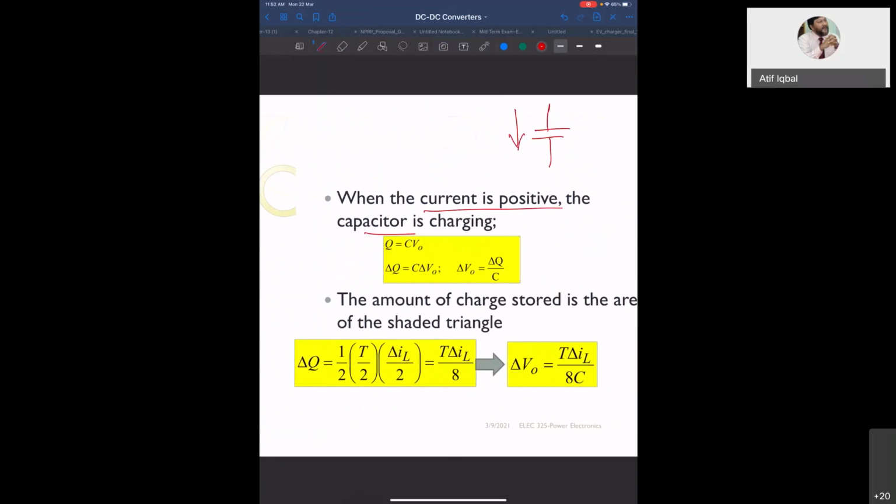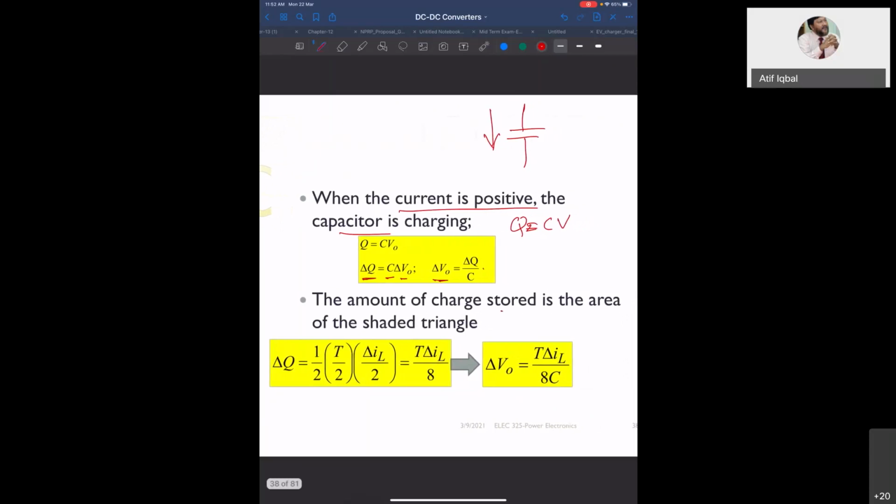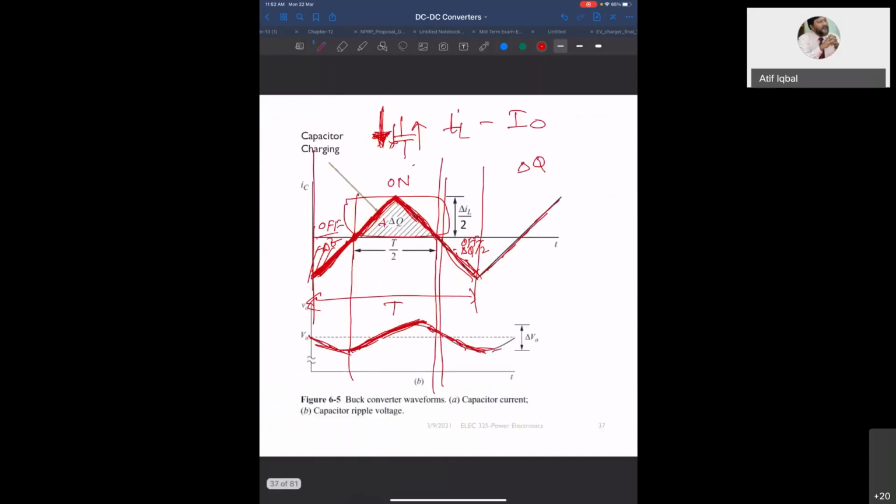So you know that Q is equal to CV. This is the relationship between charge, capacitor, and voltage. So the amount of charge delta Q should be equal to C into delta V. So delta V naught is equal to delta Q upon C. Now we have to find out the amount of charge stored in the shaded area. So it is half into base into height, the area of the triangle.